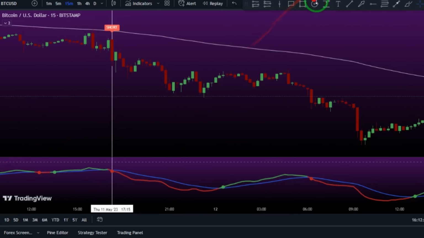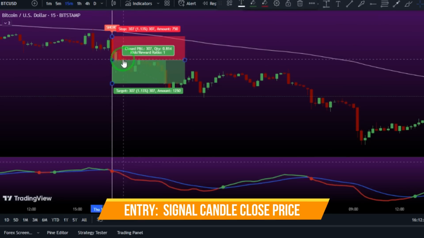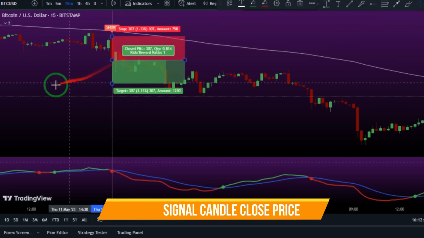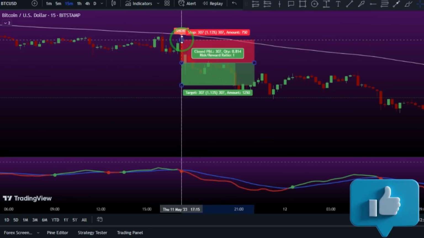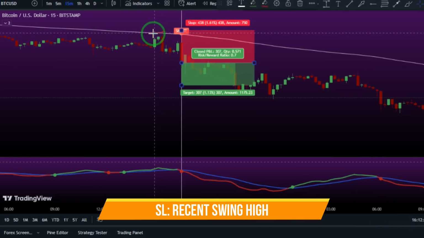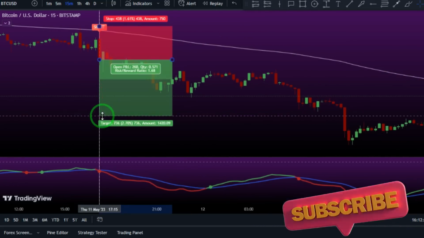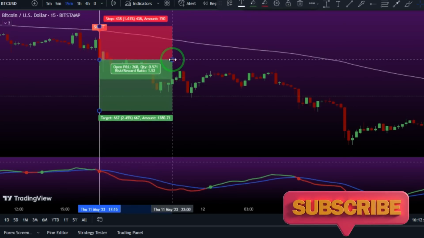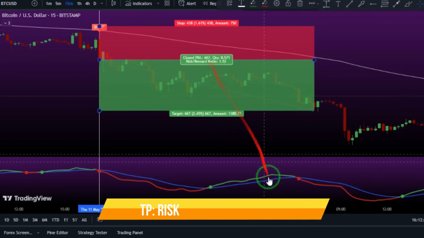Now you can enter the short trade at the signal candle's close price. It is best to set a stop loss to prevent big losses. So the recent swing high makes a good stop loss range. And to lock in profit, we gotta exit the trade at an appropriate point. The best exit here is a risk-reward ratio of 1 to 1.5.